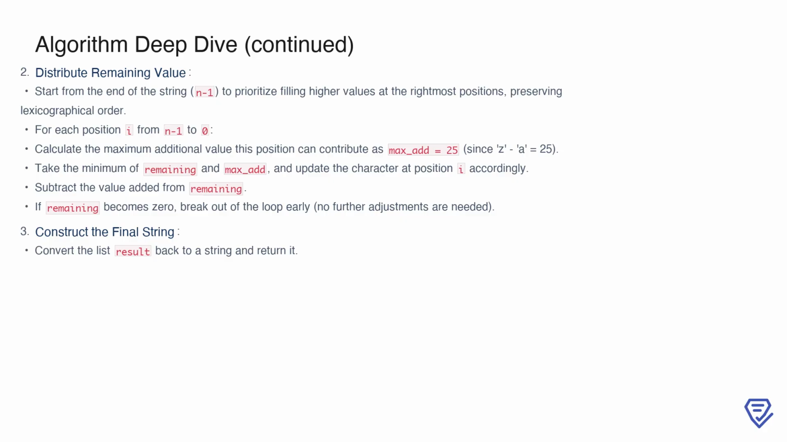Finally, after distributing the value, we convert the list back into a string and return it as the result. This method ensures that the string is constructed optimally to satisfy both the numeric and lexicographical constraints.